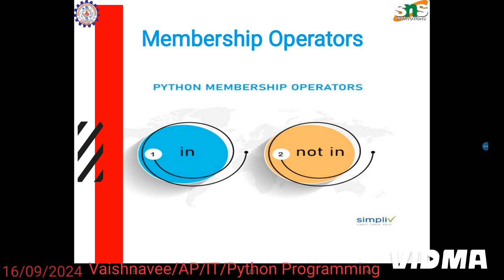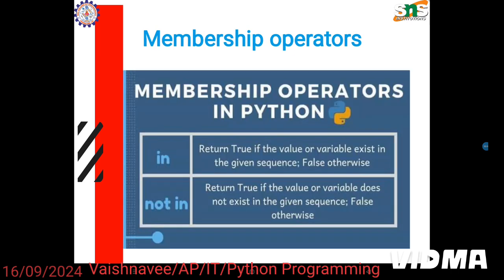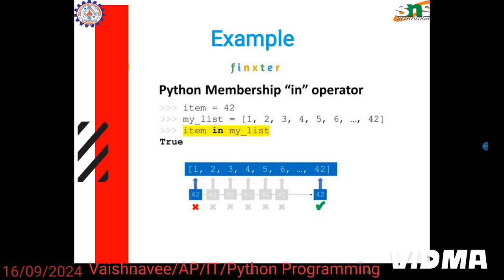Now the membership operators. The membership operators are used to find whether the data is in the sequence or not. In returns true if the value or variable exists in the given sequence. If it is not there, it will give false. Not in returns true if the value or variable does not exist in the given sequence. If the value exists, it will give false.